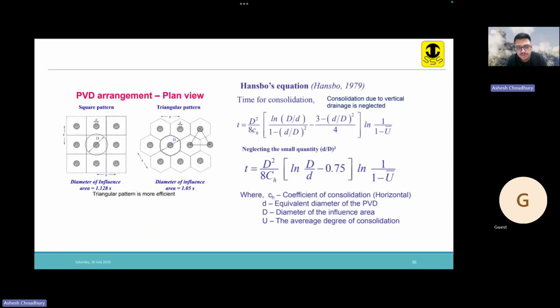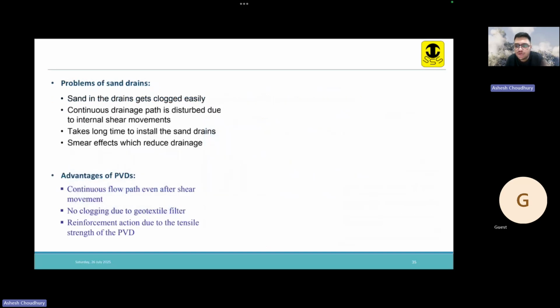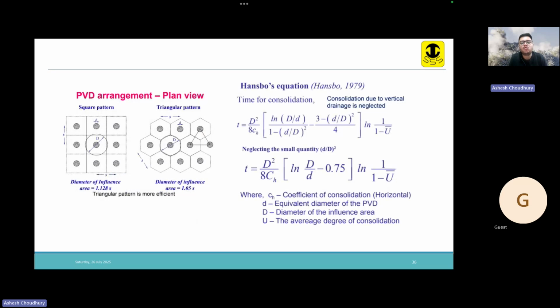So what is d? Small d is the equivalent diameter of the PVD here. We have to find the equivalent diameter from the thickness and the width: from this L and T we calculate the area, equate it to the area of an equivalent circle, and from there we get the equivalent diameter of the PVD. And capital D is the diameter of the influence area, which for a triangular arrangement is 1.05 s, and for a square pattern it is 1.12 s.